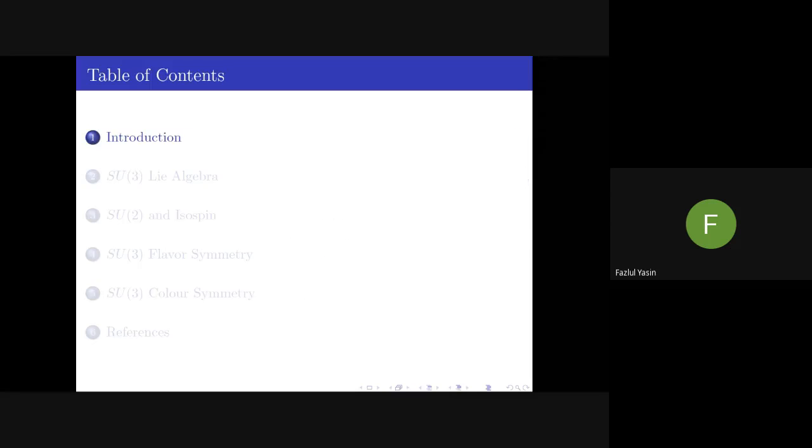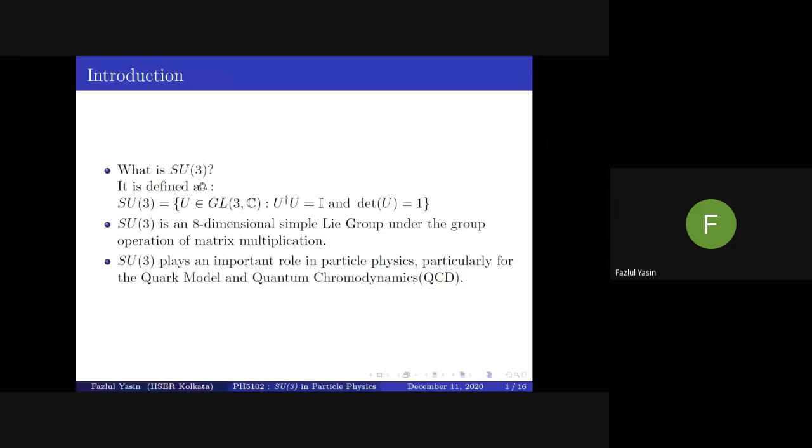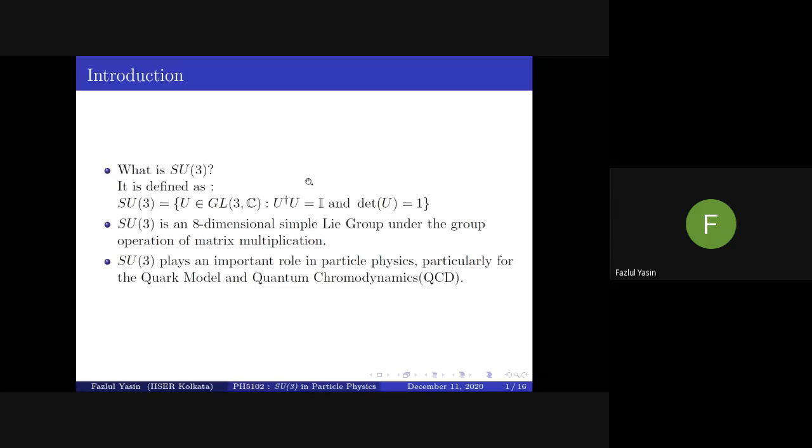All right. So, my topic is SU3 and particle physics. First, I will talk about what SU3 is. SU3 is an eight-dimensional simple Lie group with the group operation of matrix multiplication. Its elements are represented in this manner, which basically means it comprises all 3 cross 3 invertible matrices which are unitary and have determinant 1.